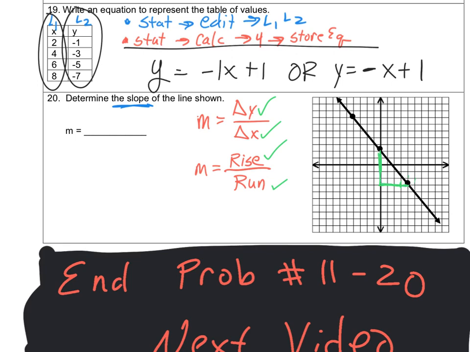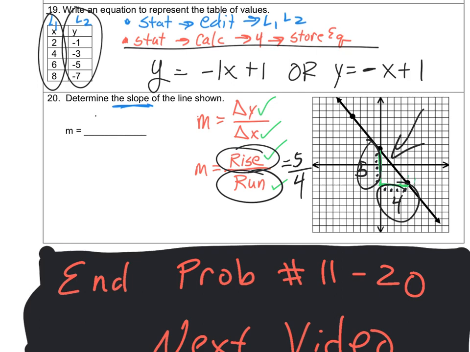And when I look, I'm going to count the x's on the boxes. So I have 1, 2, 3, 4, 5. And here I have 1, 2, 3, 4. So if my slope is the rise over the run, or vertical over horizontal, I know I have 5 is my rise and 4 is my run. Is the slope of this line positive or negative? It's negative, so it would be negative 5/4.